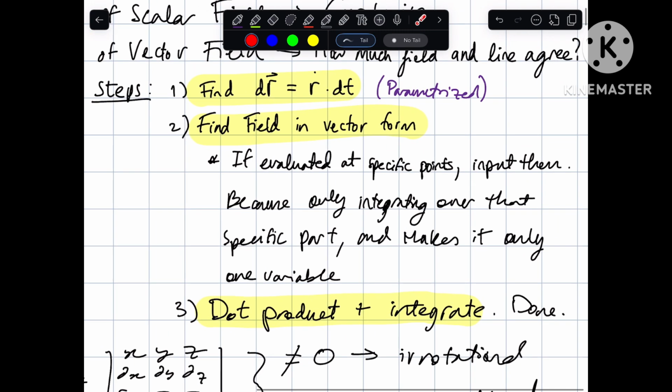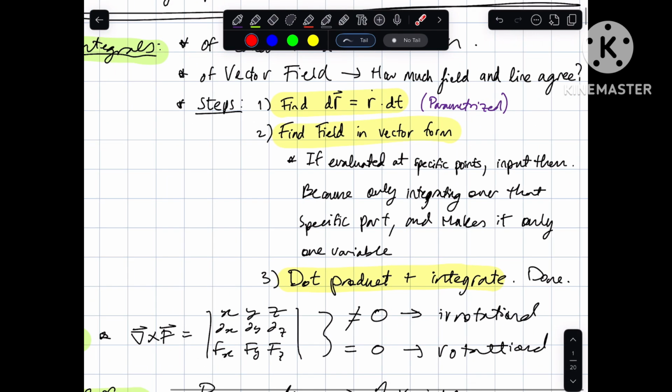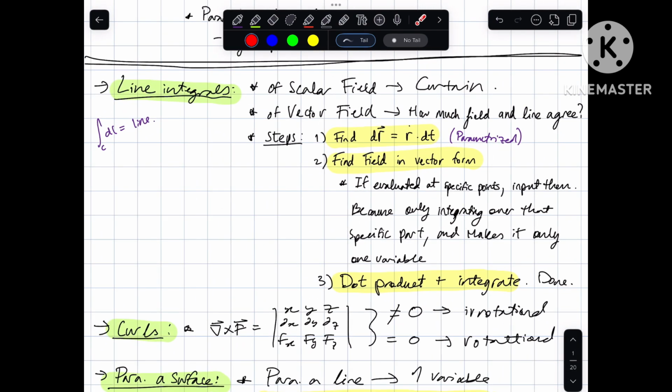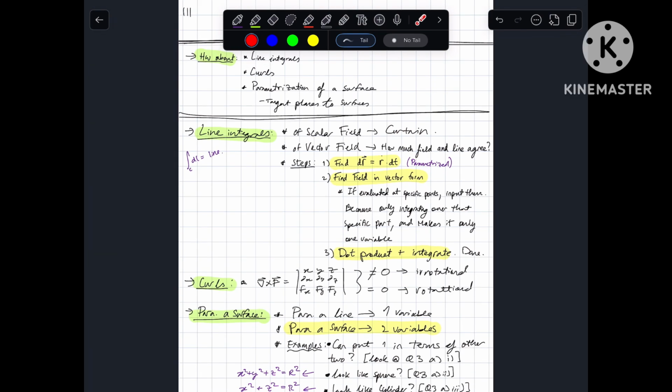Another special point here is that if it's evaluated at specific points, you input the points into the vector field, because we're only integrating over that specific part of the vector field, and it also makes it so that you're still working with only your one variable.